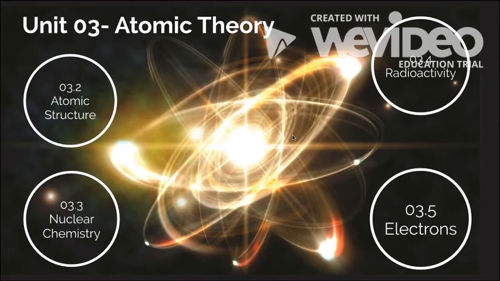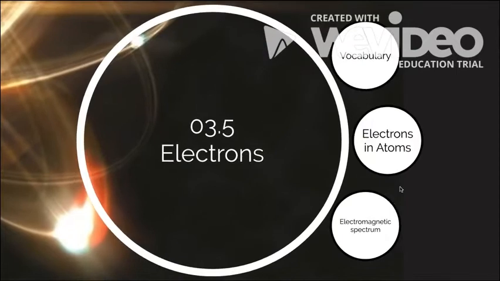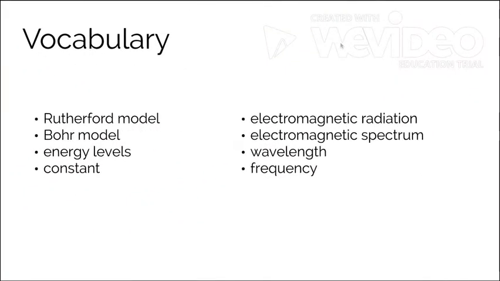Now, let's talk about the fifth section, which talks about electrons and the electromagnetic spectrum. So, in the vocabulary, by the end of this lesson, you should know all these terms, which are the Rutherford model, Bohr model, energy levels, constant, electromagnetic radiation, electromagnetic spectrum, wavelength, and frequency.